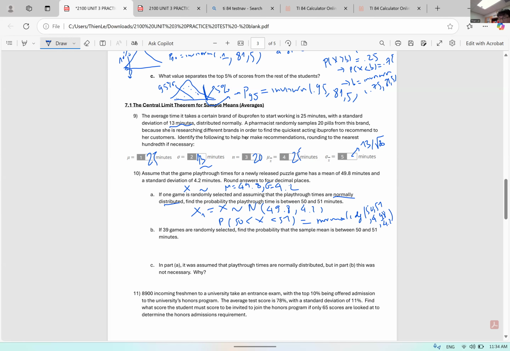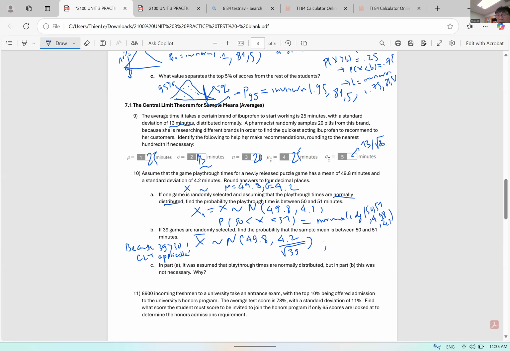In part B, if 39 games are randomly selected, find the probability that the sample mean is between 50 and 51. This problem is different. Here we don't have the normality assumption anymore, but we should remember that for the central limit theorem to be applicable, if we don't have normality from the original data, we need a large enough sample size. In this case, 39 is already bigger than 30, which roughly speaking is a decent sample size. So X bar from 39 games will follow a normal distribution by the central limit theorem, with the same mean, but the standard deviation shrinks from 4.2 to 4.2 divided by the square root of n, where n is 39.